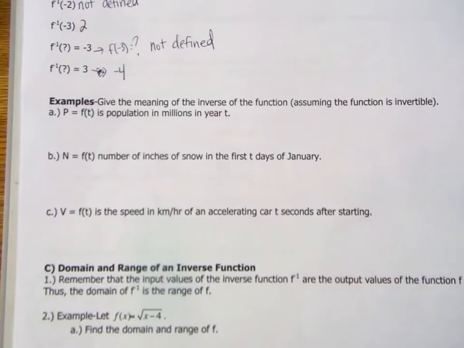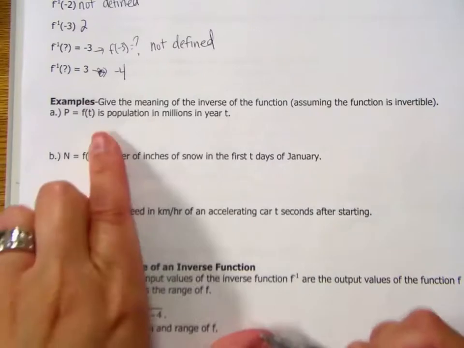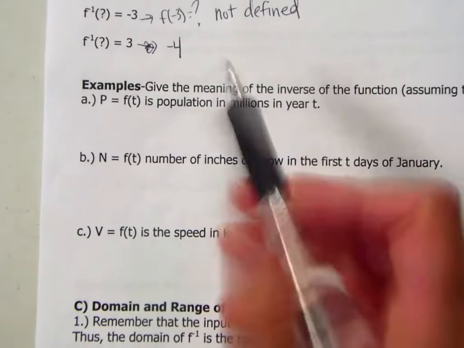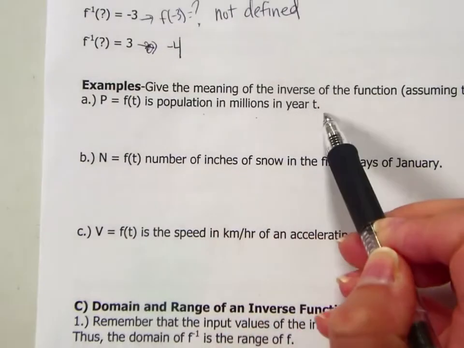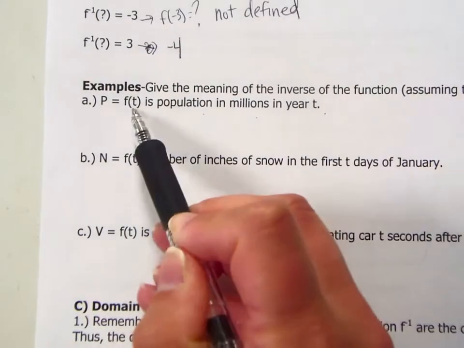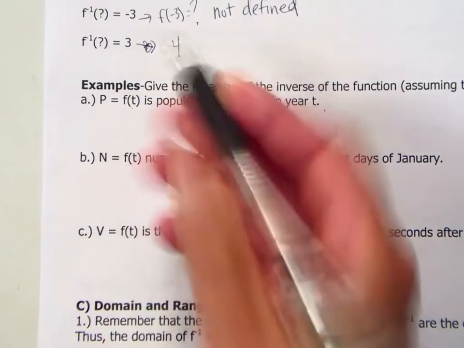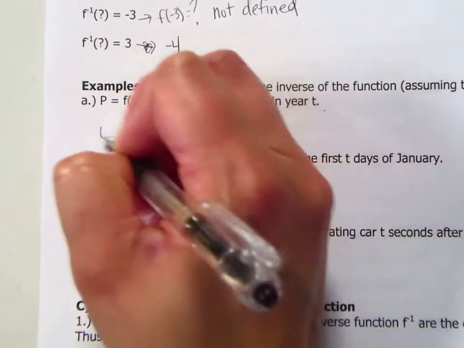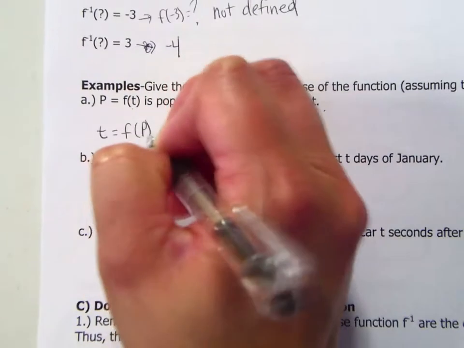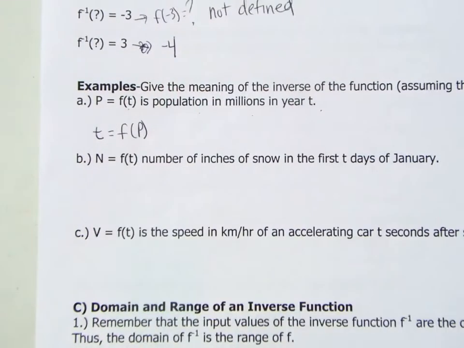So in the next few examples, we have real life-ish situations or contexts. We want to think about what the inverse would be and then give the meaning of the inverse. So for the first example, it says P equals F of T is population in millions in year T. So that would mean that if we plug in the year, it would give us the population in millions. So first of all, the inverse would be T equals F of P. We're just changing the input and the output.